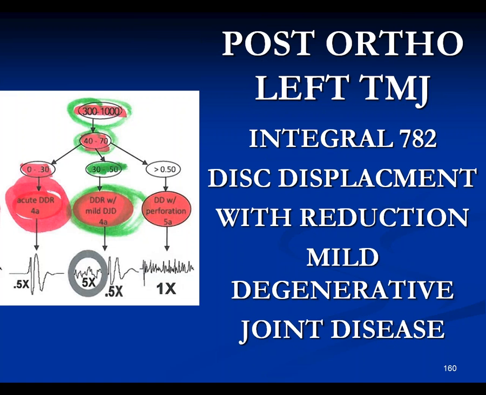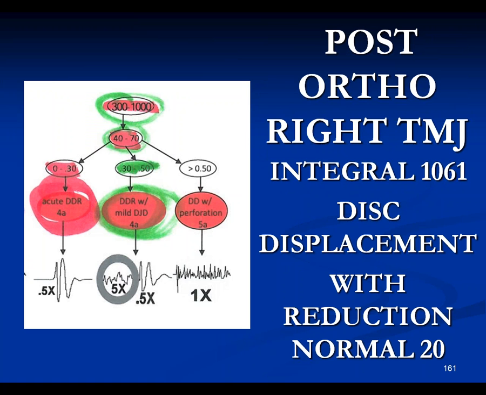But look at this. This is one of the loudest temporomandibular joints I've ever seen in my entire life. Her noise level is 782. It's called disc displacement with reduction and mild degenerative joint disease. That's the JVA showing that. And the other side is like out of the park. It's 1,061, the noise level. I mean, it's unbelievable. But look, it says disc displacement with reduction, which means we can fix it. Okay? We can fix it. We hope the number will be less than 20, and she's 1,000.